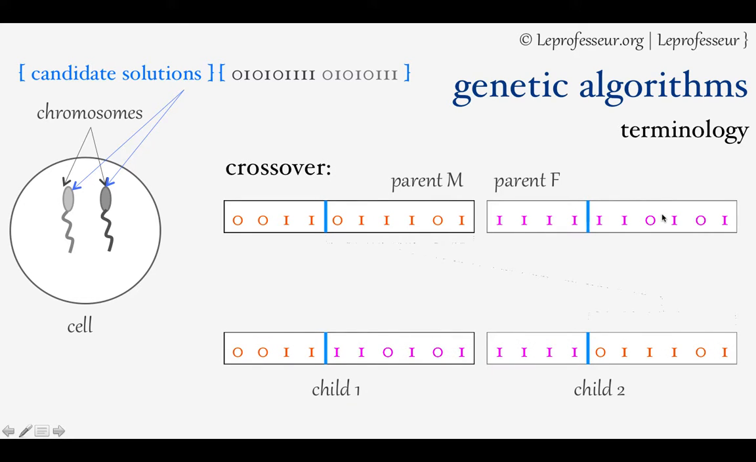So let's swap it. Okay, so we swapped these bits from parent F and gave them to parent M. Okay, so parent M gives these bits to parent F, and child 2 is born. In the same way, parent F gives these bits to parent M, and child 1 is born. The idea of crossover is simply swapping the bits from one parent to the other parent. All right.